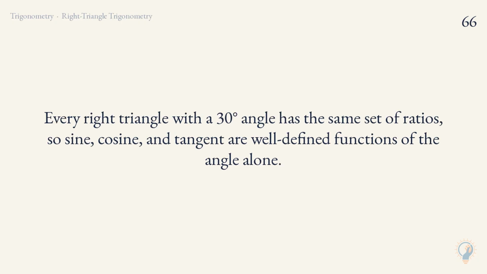This is why we can talk about the sine of 30 degrees without specifying which triangle we are looking at. Every right triangle with a 30-degree angle has the same set of ratios, so sine, cosine, and tangent are well-defined functions of the angle alone.